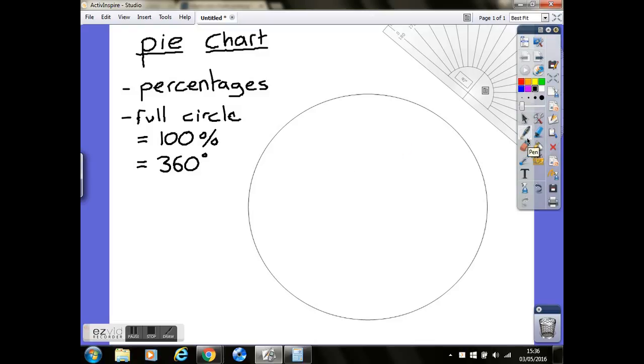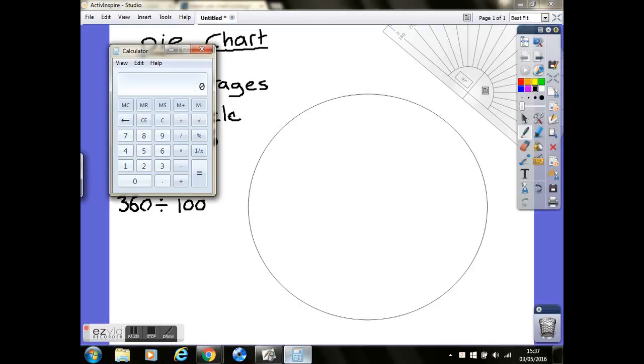So, how much is 1%? What we can do is very similar to working out percentages. We can take our 360 and divide that by 100. Now, always remember, when you're doing functional skills tests, you are always allowed to use a calculator, so don't feel the need to try and do all these sums in your head. You're more than welcome to use a calculator. It does make it a lot easier and a lot quicker. So that gives us 3.6.